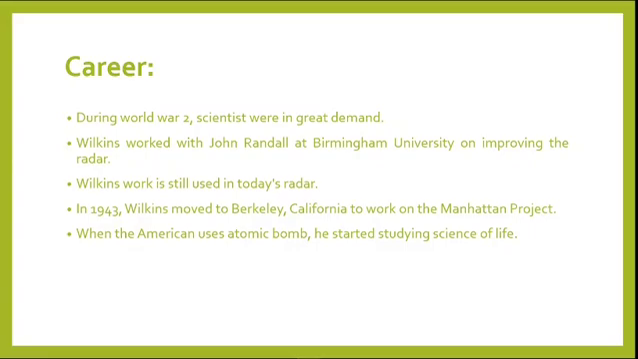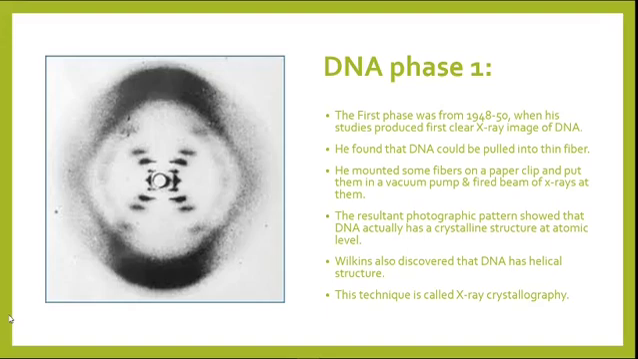After that, Wilkins started his research about DNA. His research is based on two phases. The first phase was from 1948 to 1950, in which he obtained the first X-ray image of DNA. He found that DNA can be transformed into thin fibers. Then he placed a fiber on a paperclip and placed it in a vacuum pump. Then he exposed a beam on the fibers. Then the photographic pattern found showed that DNA at the atomic level has a crystalline structure. This technique is called X-ray crystallography.